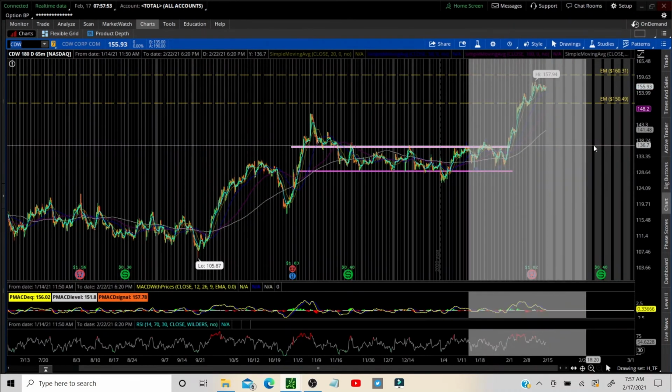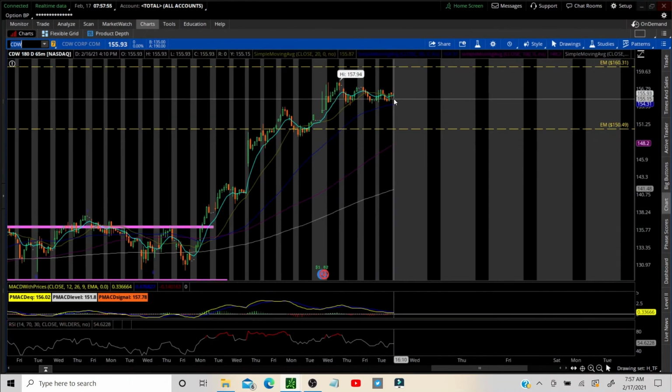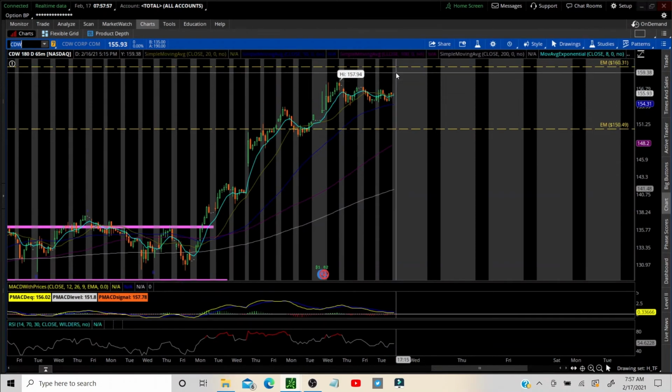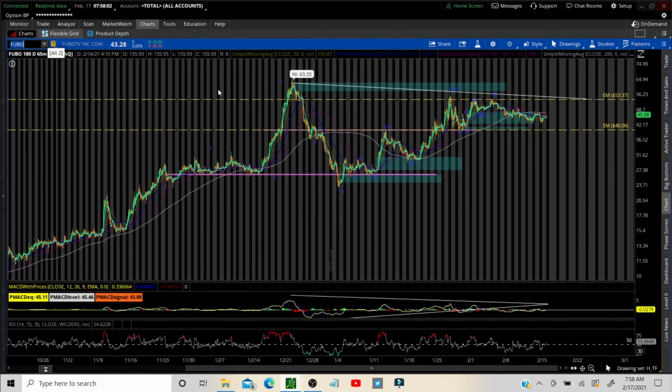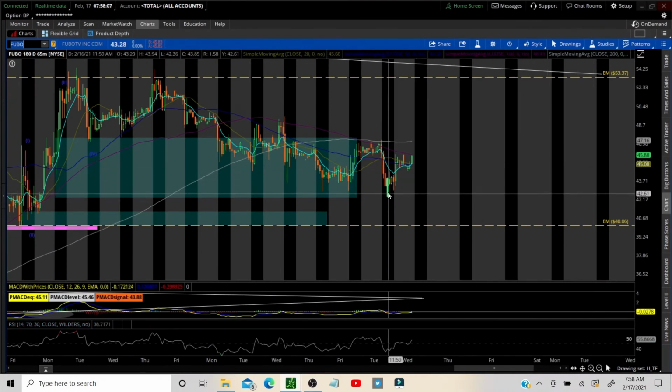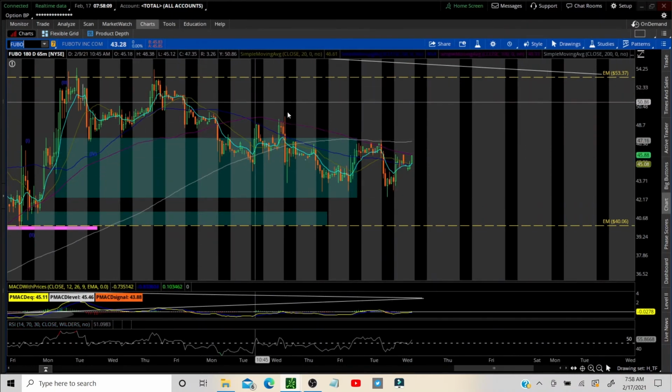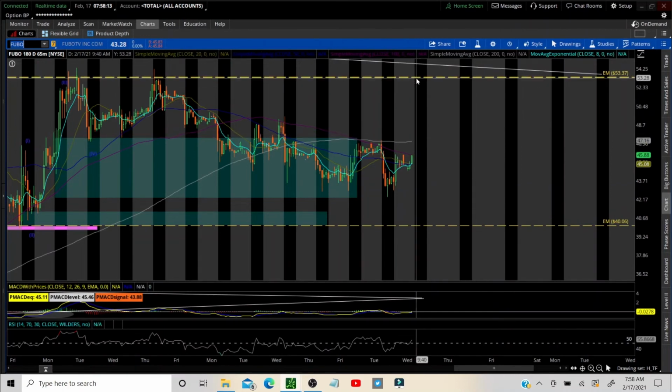CDW is flagging right now. If we can break out of this flag, I think we can move to 160. Fubo has done nothing in some time here. So I think if we can break this downtrend, Fubo looks like a wonderful candidate to continue to 53 area.